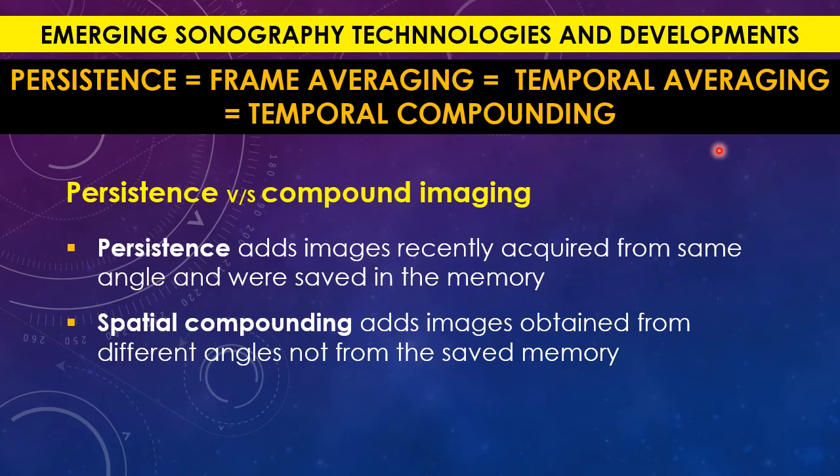Okay, but in persistence, you're adding images that are from the same angle, the same view, and that will emphasize the picture. In spatial compounding, you get different frames from different angles, and this will add to the picture to avoid some artifacts like shadow artifacts.